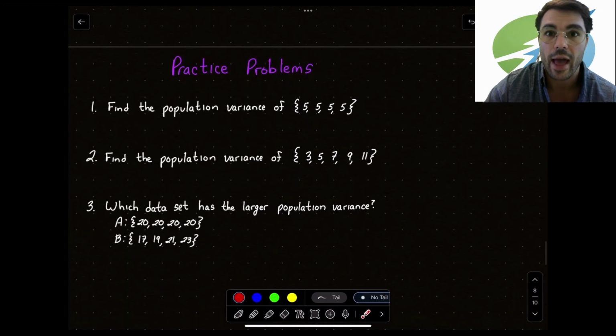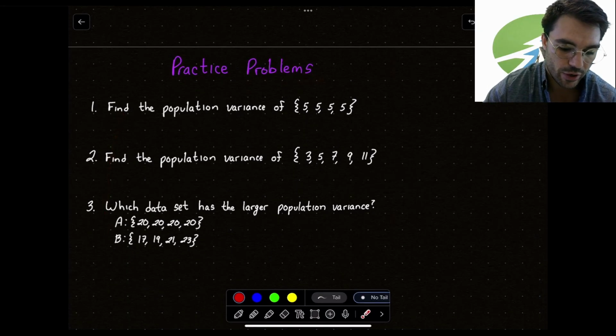All right, let's do a practice problem. Here we have 3 questions. Question 1, find the population variance of {5, 5, 5, 5}. Question 2, find the population variance of {3, 5, 7, 9, 11}. And 3, which data set has a larger population variance?